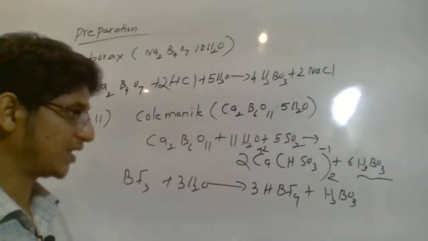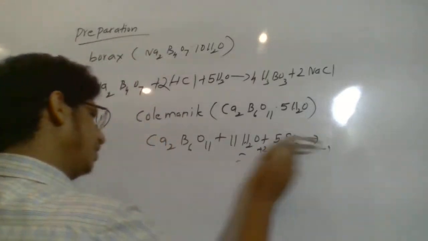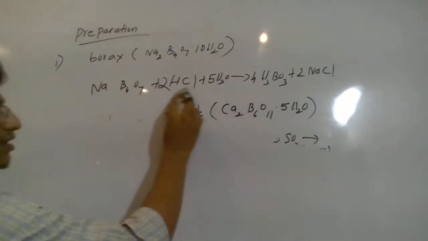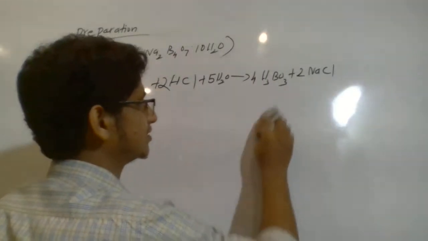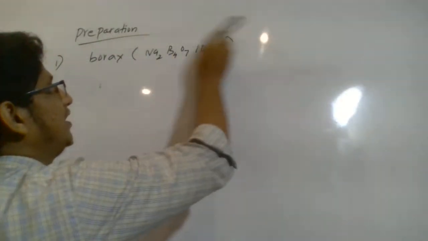Now let's talk about properties. Orthoboric acid is a white crystalline solid having a soapy texture. When you touch it, there is a soapy kind of feeling. They are sparingly soluble in cold water, and soluble in hot water. So that's a point you can remember about orthoboric acid.